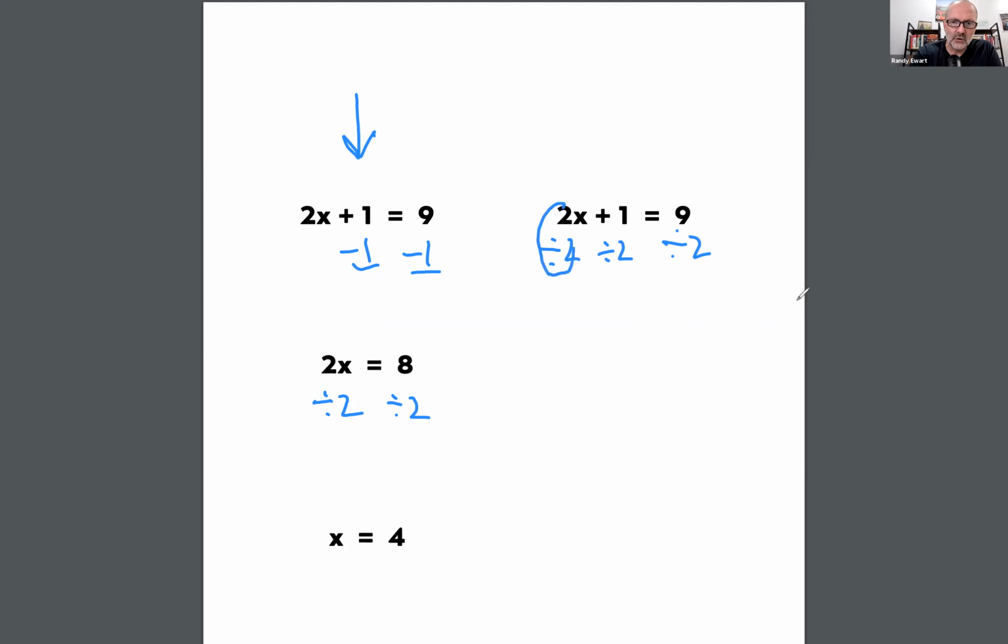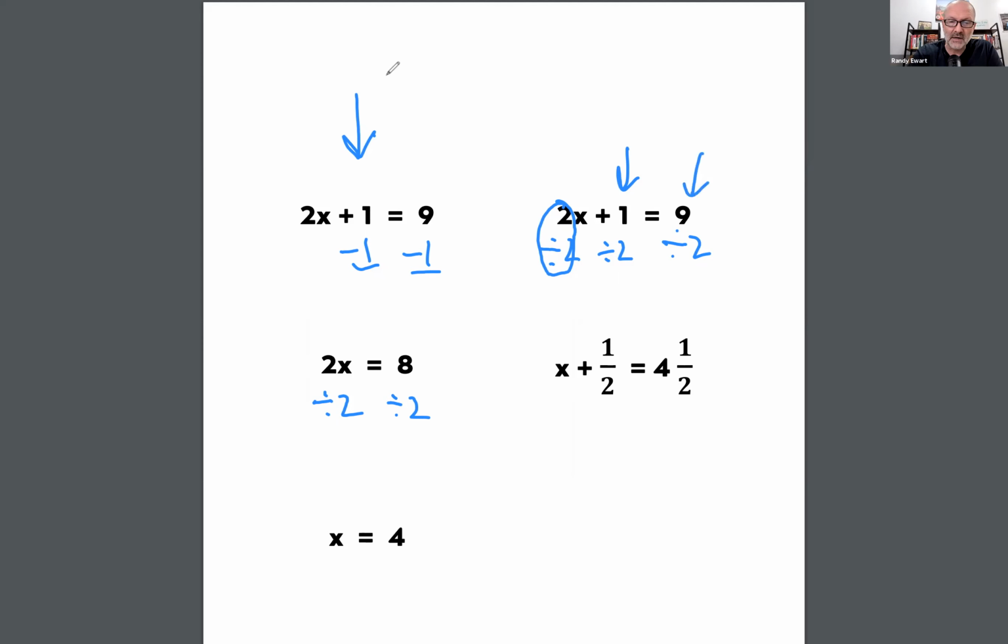2 divided by 2 is 1. 1 times x is x. And then right here, 1 divided by 2. Oh, that's a half. Uh-oh, fractions. Now, fractions are important. We use fractions in life all the time. You get half a pizza, you split a candy bar in half, you have half a gallon of gas in your car. So fractions are important, but they're not as easy to work with.